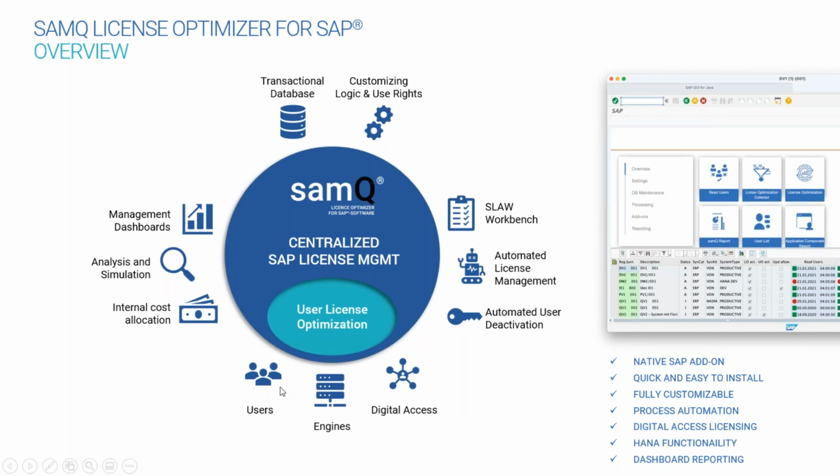I've spoken about users. We can also give you the cost allocations based on your bill of materials and the cost allocated to each of the user license types, engine license types, digital access, etc. Importantly, we can do analysis and simulation. That's really, really helpful when you want to do simulation of alternative license types, as well as moving from an ECC system to an S/4HANA system.